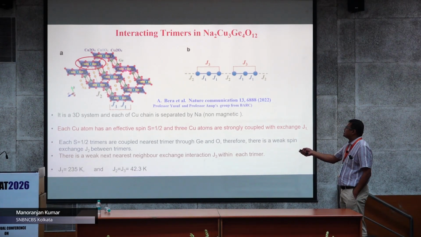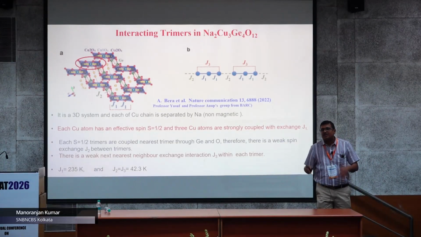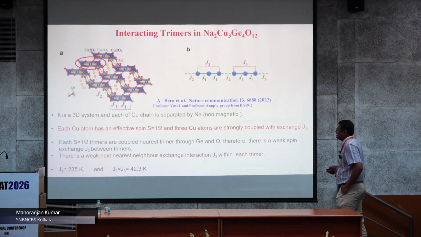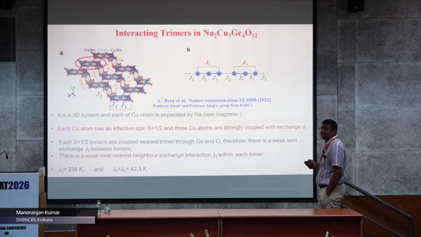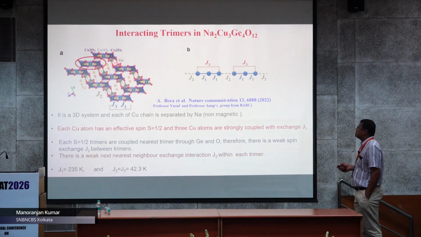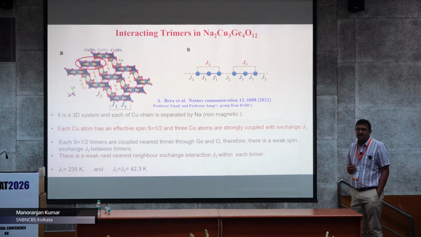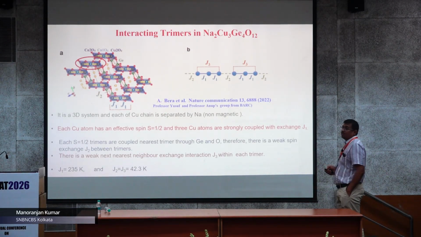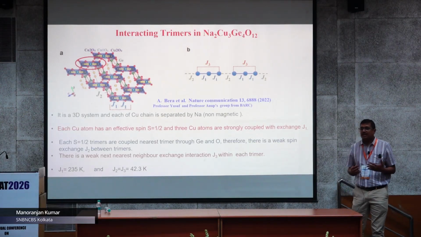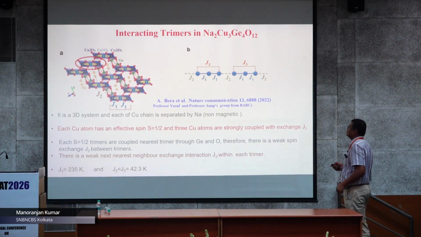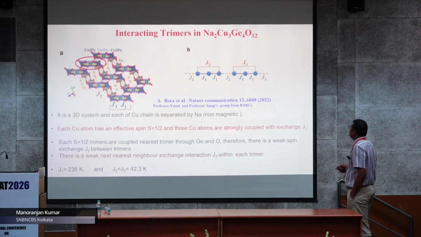And if you see the next trimer, it's mediated by germanium and oxygen. So the distance is quite a bit high. So these are sort of weakly interacting. And we are interested in the magnetic properties of these systems. So these coppers are playing the main role. Okay, and all of us know that these coppers will have spin half, right? Effective spin of this system, for each copper, is going to be spin half.